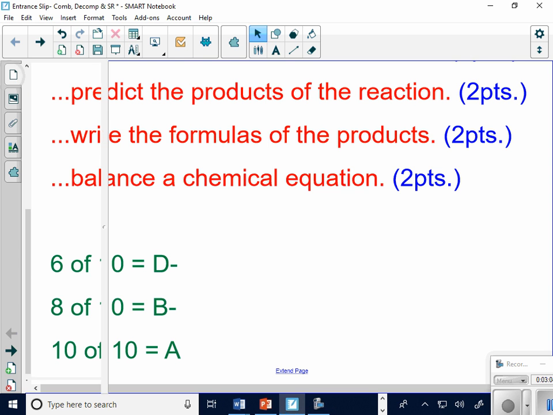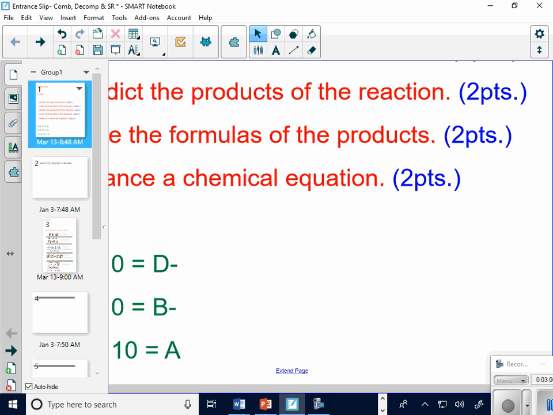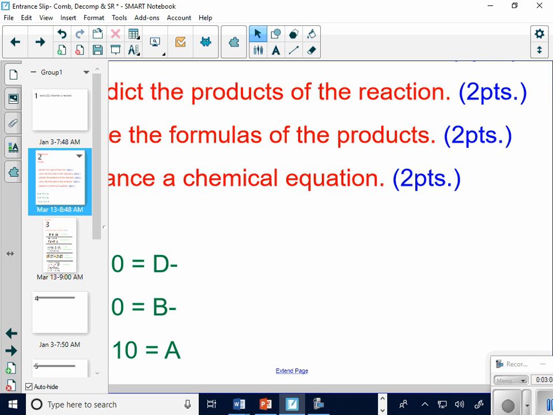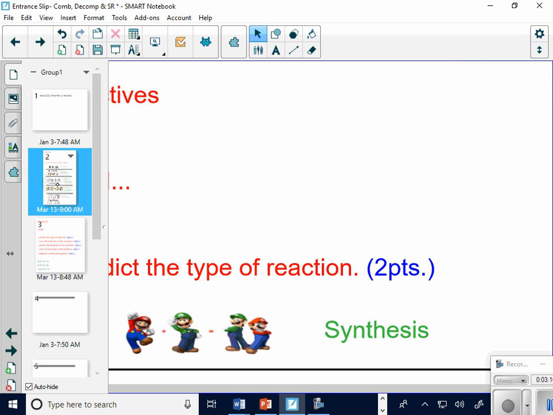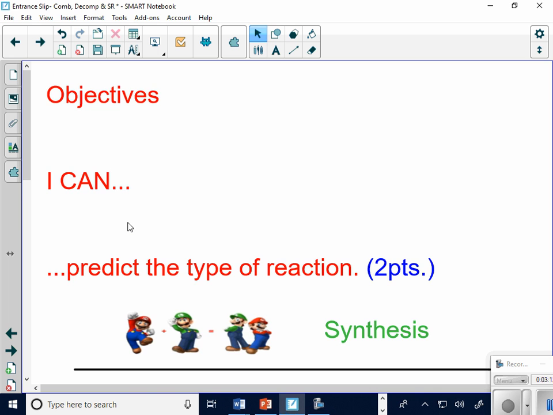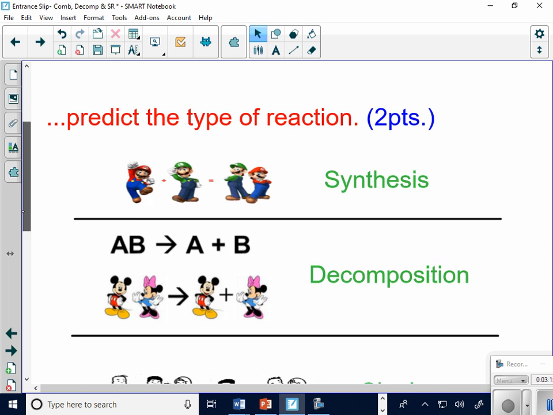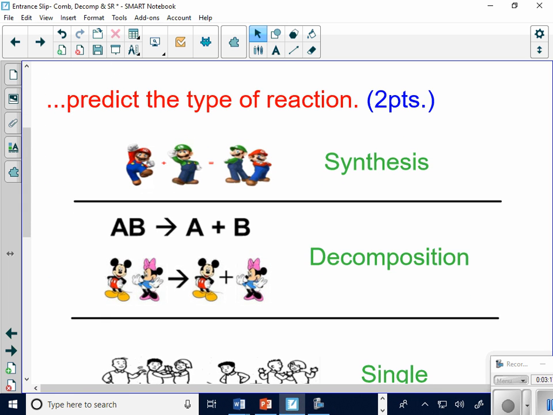Now, when you watch the video over these guys, my notes got a little mixed up here. When you watch the video over these guys, you saw something like this. Here's the first one. Predict the types of reactions. This is our first objective. Is it a synthesis reaction? Here's my little cartoon I had. Mario and Luigi, whatever.